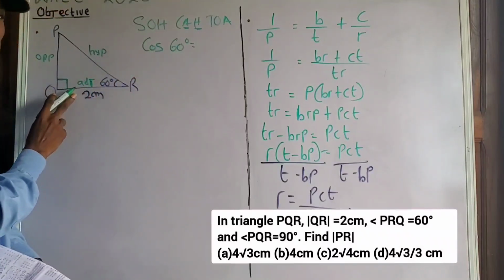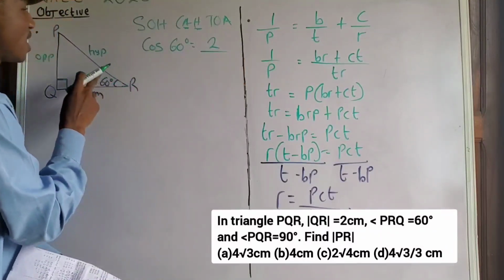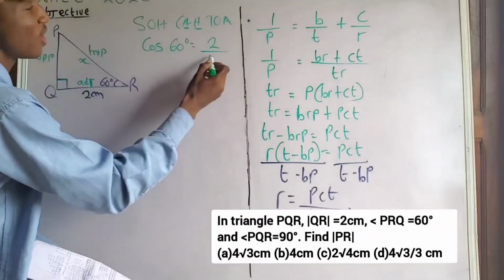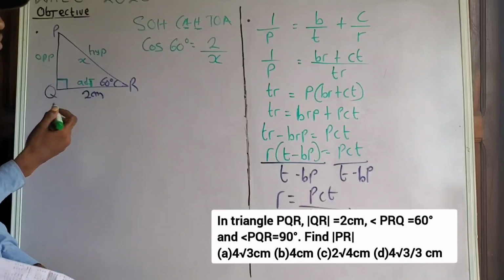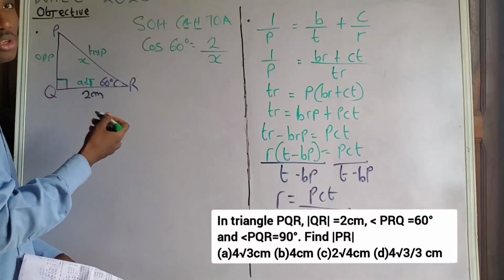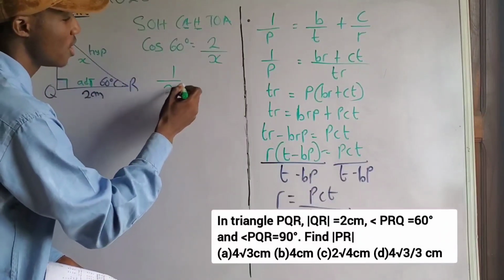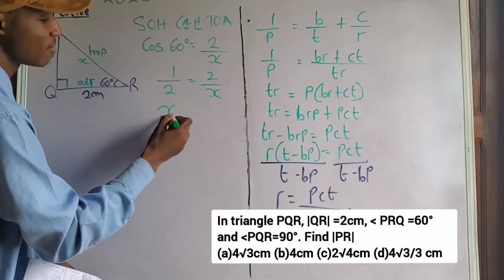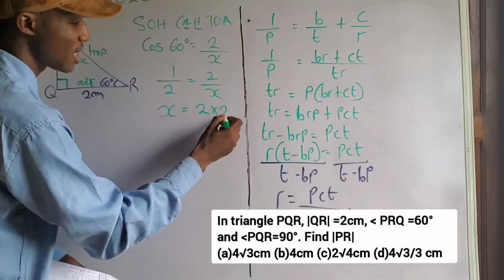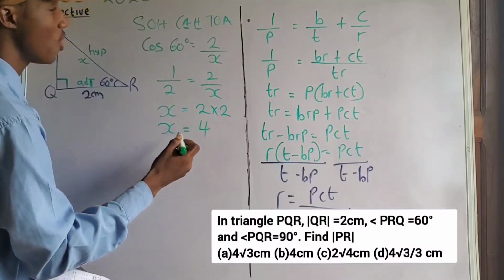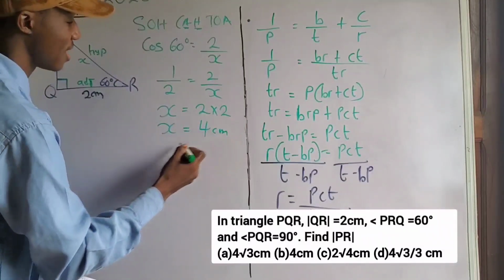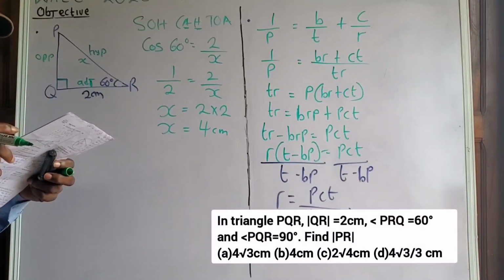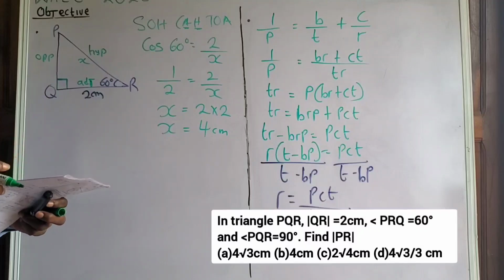So adjacent is what? 2. So I'm going to have 2 all over hypotenuse. The hypotenuse is unknown, so let us represent it with a letter, which is x. So 2 all over x. Now cos 60 degree is 1 over 2, or 0.5. So I'm going to have 1 over 2 equals to 2 over x. If you take the cross product, you are going to have x times 1 equals to 2 times 2. 2 times 2 will give you 4. So the hypotenuse is 4 centimeter. Do you understand? Okay, that means that the correct option to that question is option B, that is 4 centimeter.